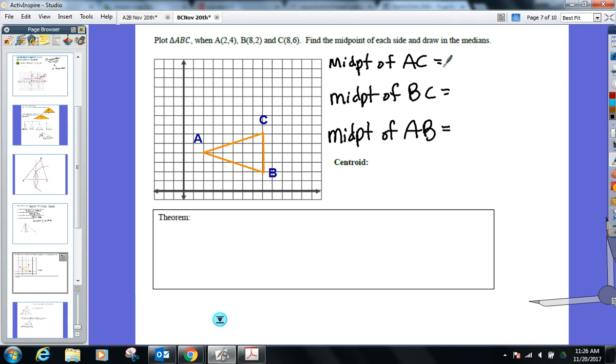Group 1, you guys right over here, you have the midpoint of AC. That's all I want you to do. You guys in the middle, you got the tough one, midpoint of BC. And then this group right over here, midpoint of AB. Let's pick that up, Justin. Now group 2 has the tough one.